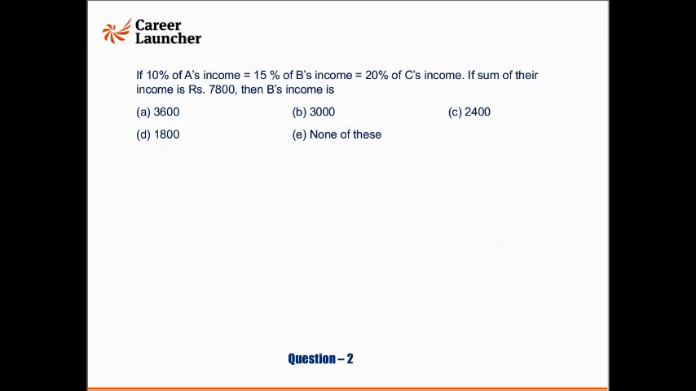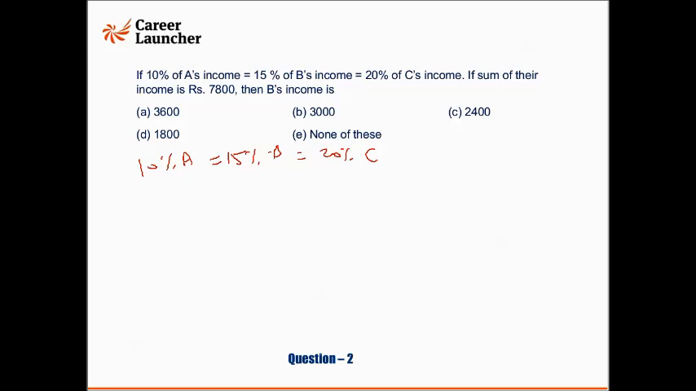Now see, 10% of A's income equals 15% of B equals 20% of C. What we do is first take the LCM of all these three numbers, the LCM of 10, 15, 20. The smallest common multiple of all these three numbers is 60. So if you divide all these numbers by 60, you will get A by 6, B by 4, and C by 3.